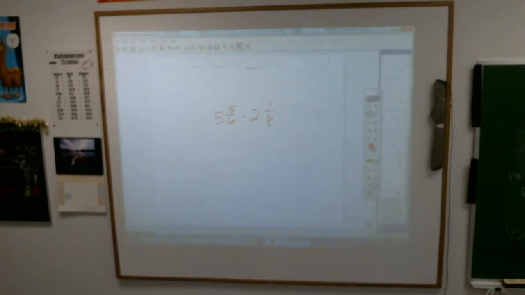5 and 5/6 minus 2 and 1/6. Write them up and down. Do the subtraction. Can you reduce your answer? Can you reduce the fraction in your answer?